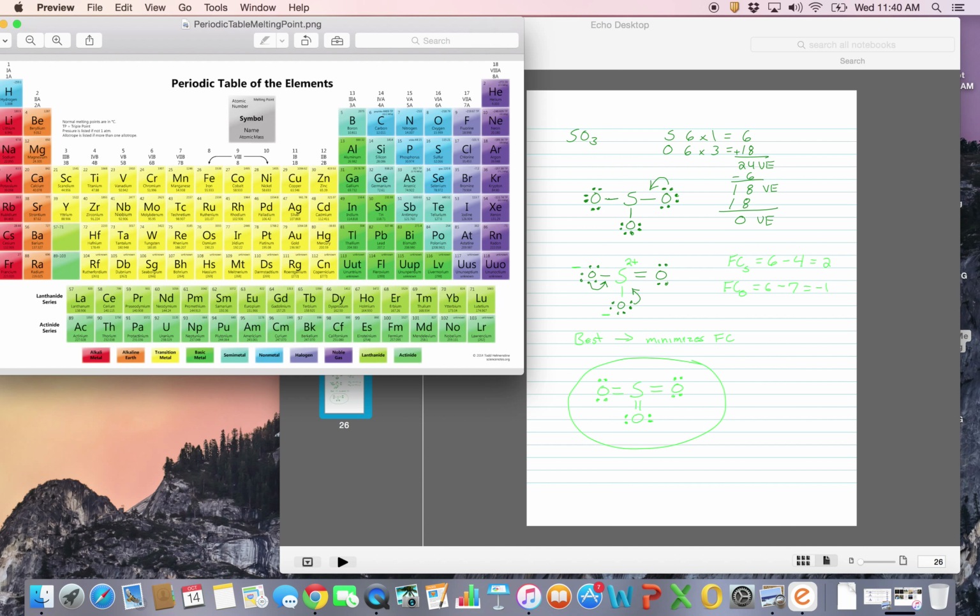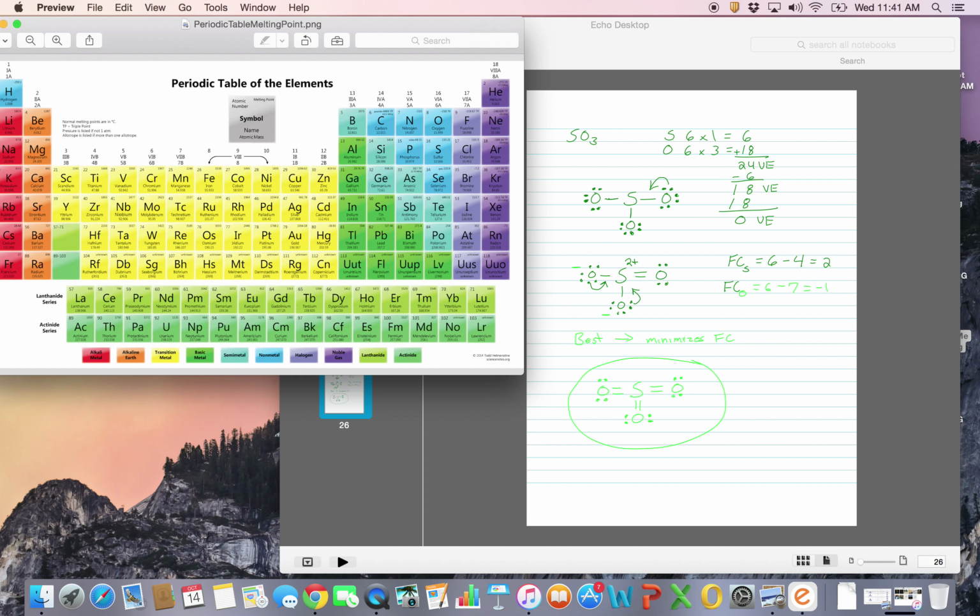Now we must look at, do we have formal charge? Sulfur is currently associated with 4 electrons, and those 4 electrons are shown within those 4 bonds that it has around it. Sulfur normally has 6. Right now, it's got 4, so 6 minus 4 is going to give us positive 2. So that means sulfur's formal charge is 2 plus.